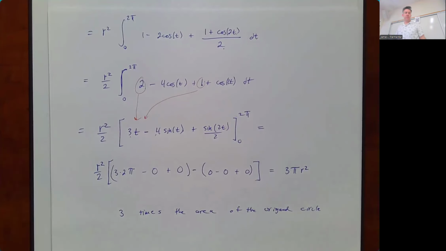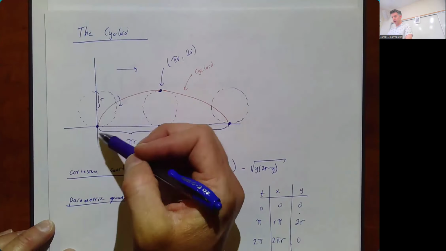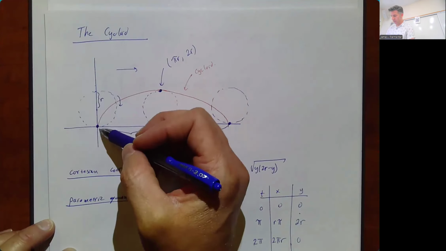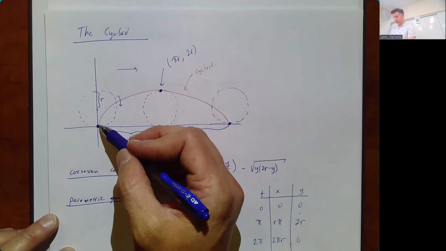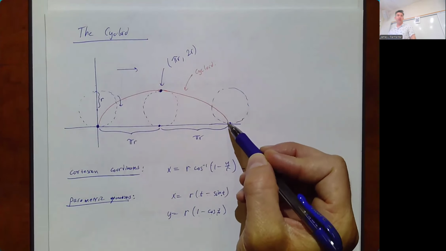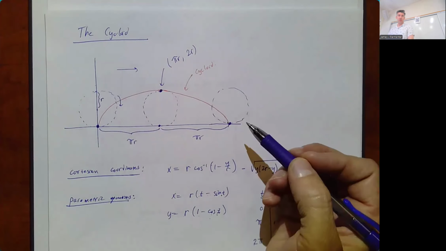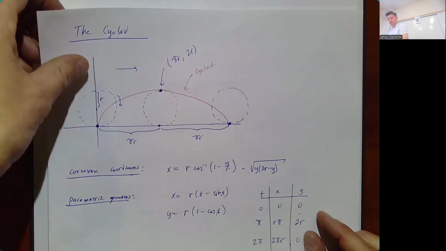So I think it's kind of wildly interesting, personally, that when you let this circle of radius r rotate 1 full revolution, the area under this 1 point that gets drawn out ends up being exactly 3 circles worth of area. It's kind of cool, as far as math things go.